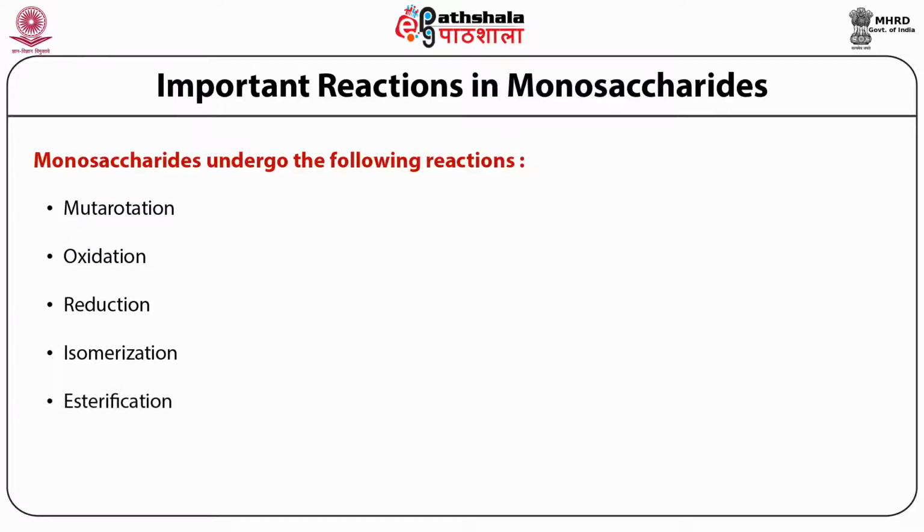Esterification: the hydroxy group is easily converted to an ester using acids. Similarly, glycoside formation, where an ether linkage forms by combining 2 monomers, or 2 moles of glucose units, to give a glycosidic linkage. Important reactions of monosaccharides: the first is mutarotation, the second is oxidation, and the third is reduction.